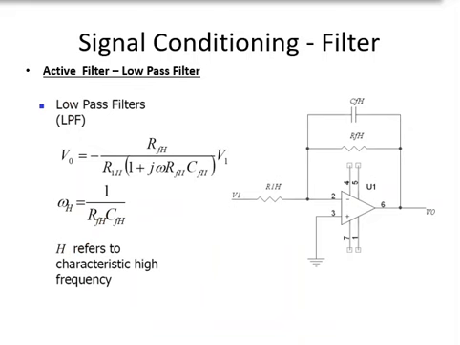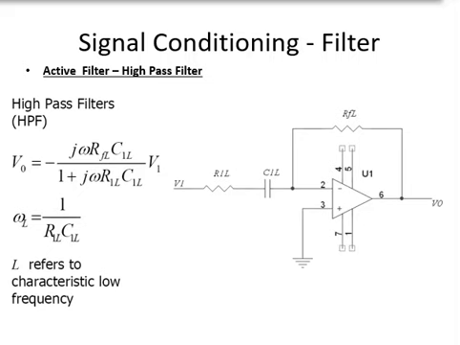Active filter, low-pass filter. For the low-pass filter circuit, V0 is given by minus RFH over R1H times 1 plus j omega RFH times CFH times V1, where omega H equals 1 over RFH times CFH. H refers to the characteristic high frequency.